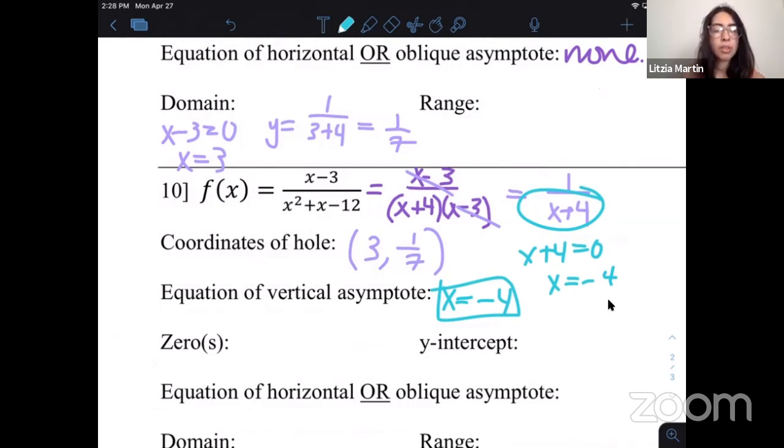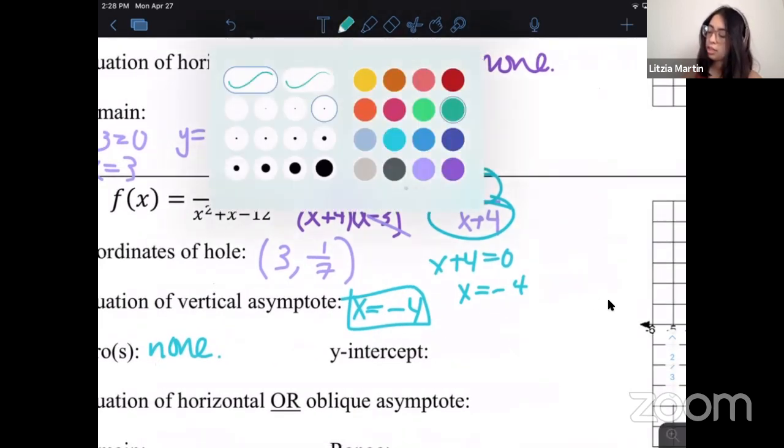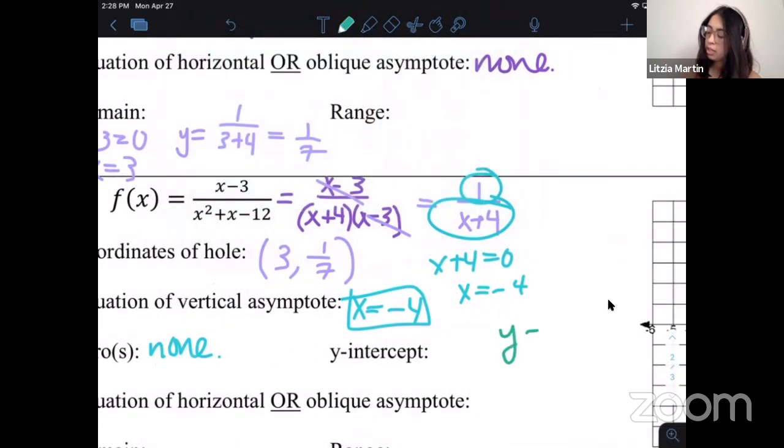And then for the zeros, our numerator, we would normally set equal to 0, but our numerator is 1. So that means there is no 0. There's no 0, but there still could be a y-intercept. I'm just going to plug 0 into that simplified function again, like that. And so we get 1/4 is our y-intercept. And I can write that as (0, 1/4).